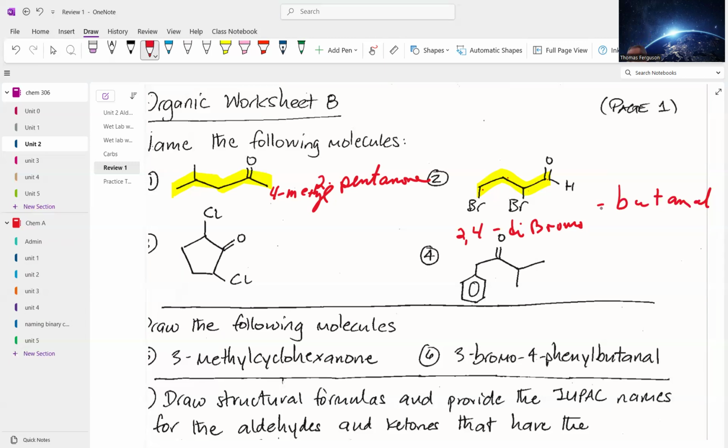So 2,4-dibromobutanol. Now, some people have been asking me, do I need to put the 1 there on the butanol? I like to say it's optional, but if you put it in, it'll be totally consistent with the ketone numbering, even though an aldehyde has to be on the end. No exceptions. Has to be on the end. But you can have a dial or a trial.